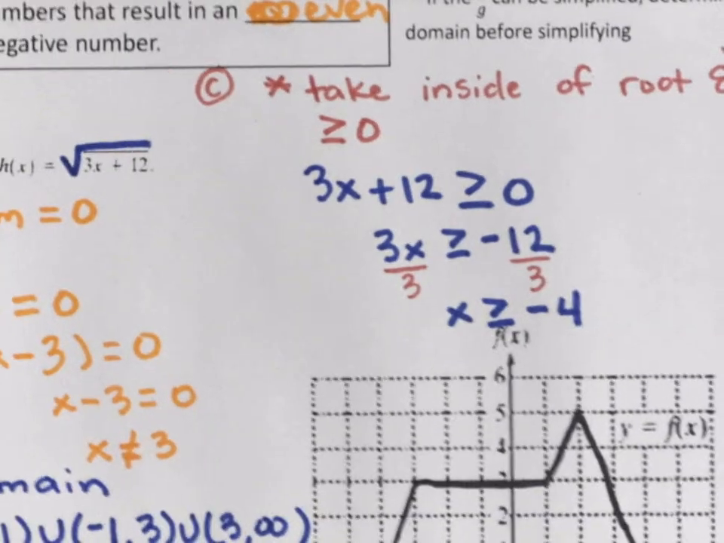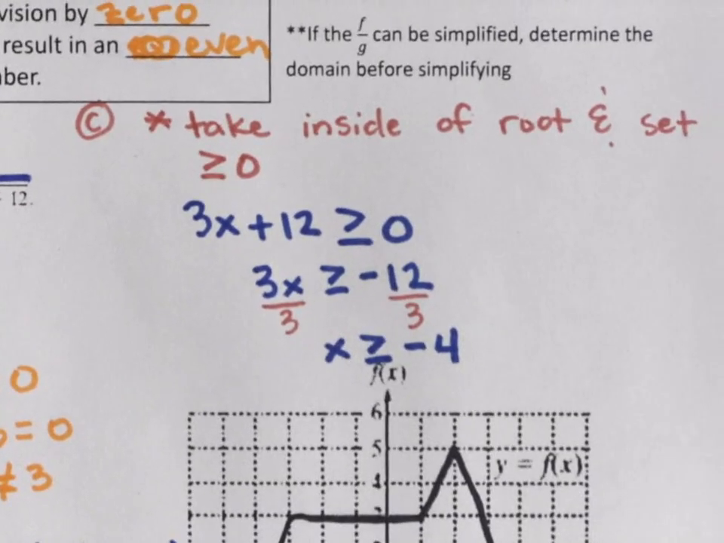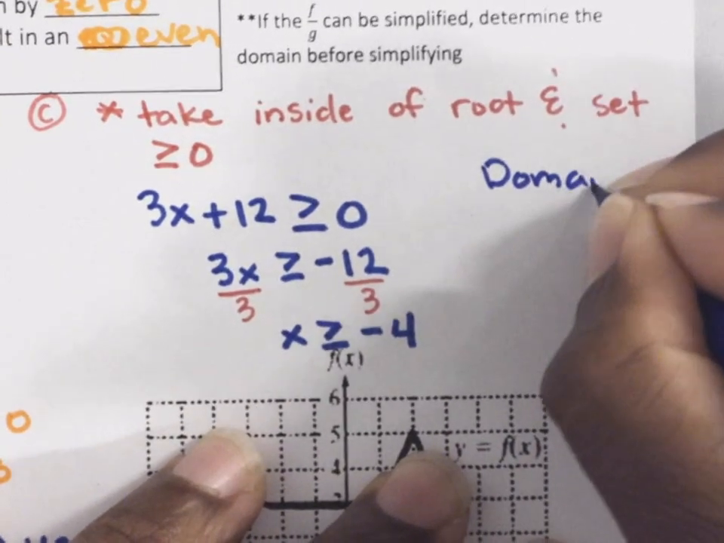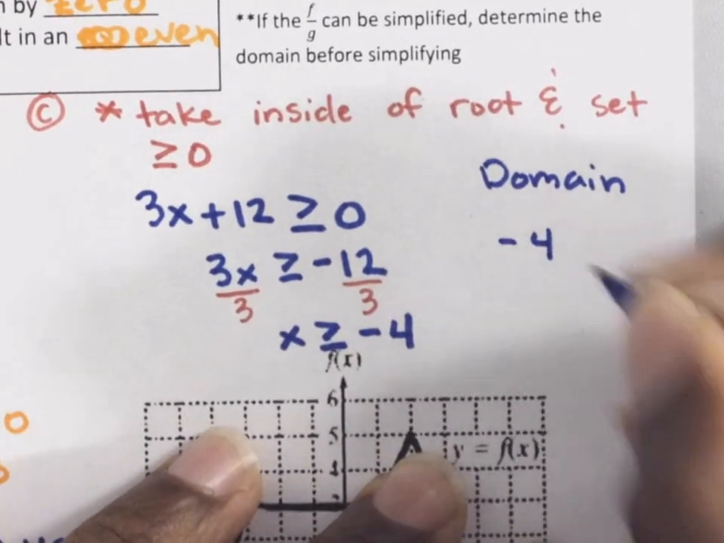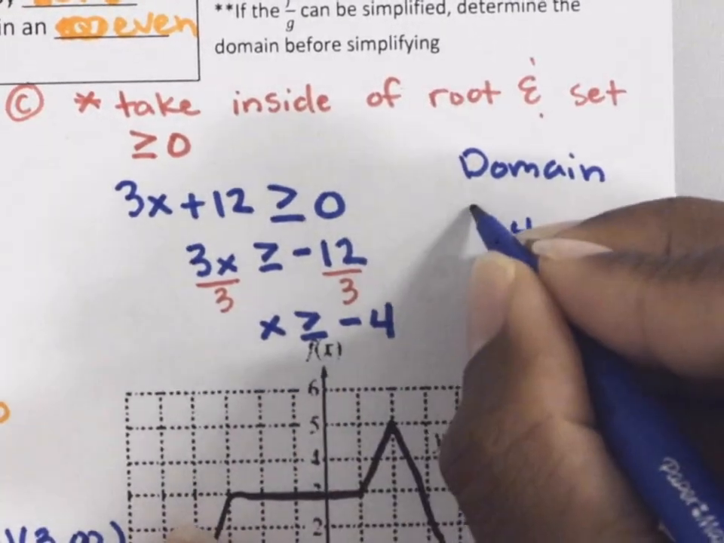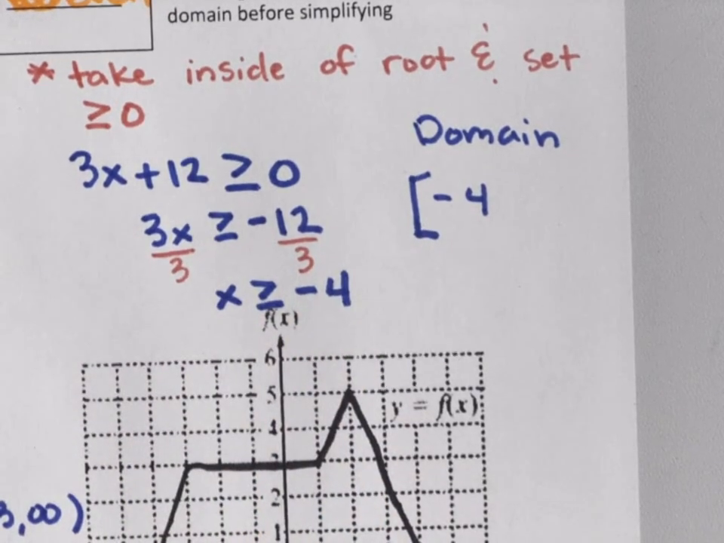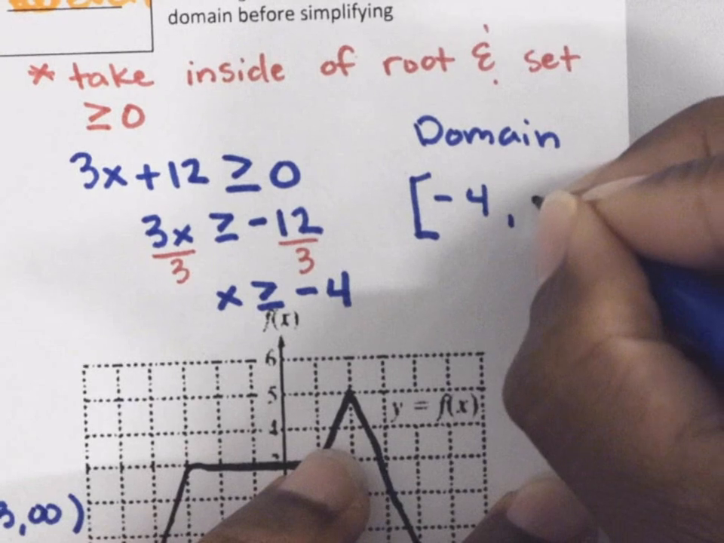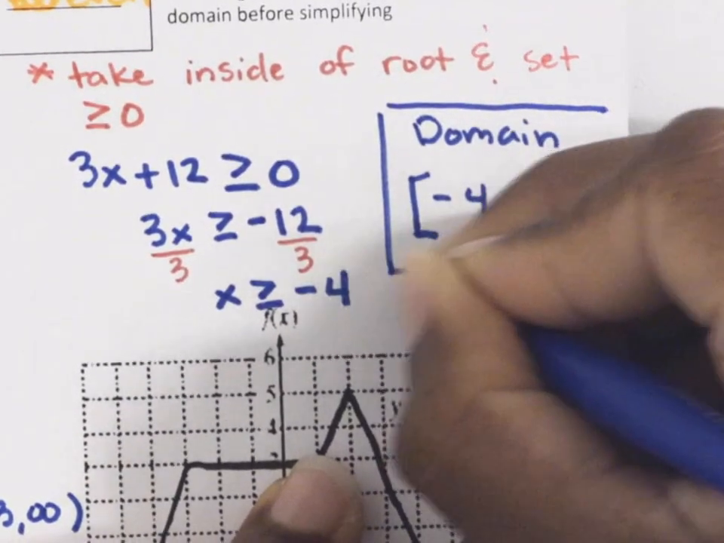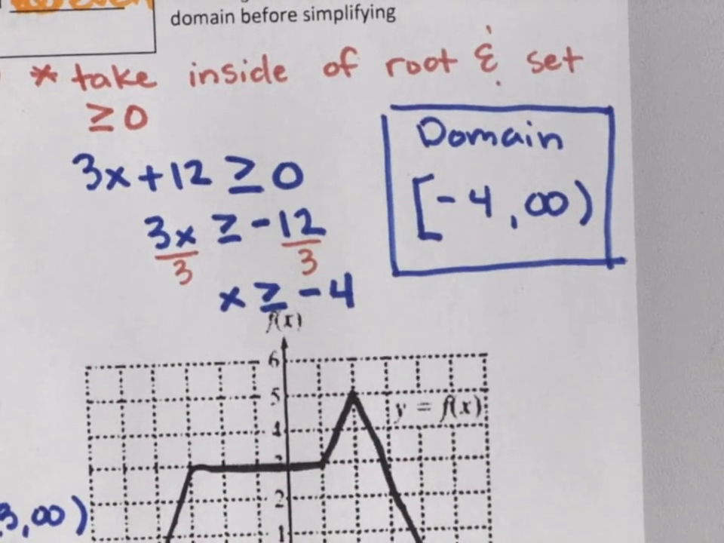All right, so let's write our domain. Can I go all the way to -infinity this time? What's my lower limit? -4 is as low as I can go, so that's where I'm going to start. Is that included? Yep, because it's equal to. It can be -4. And then I can go up as far as I want. So the upper limit would be positive infinity. All right, everybody okay with that?